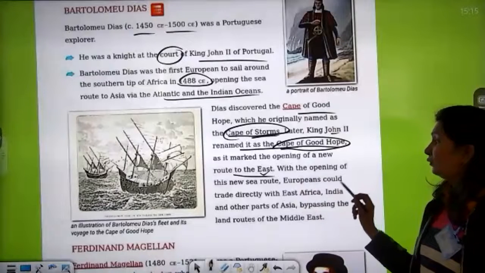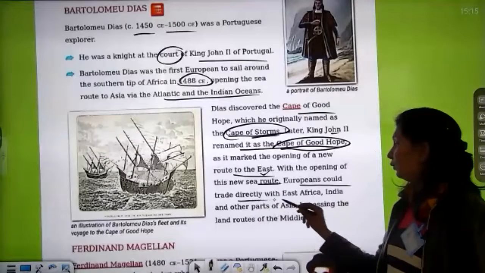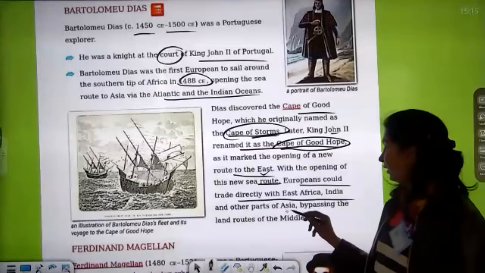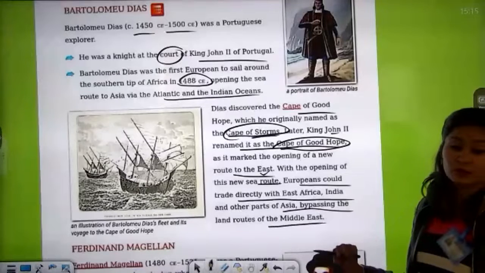With the opening of this new sea route, Europeans could trade directly with East Africa, India and other parts of Asia, bypassing the land routes of the Middle East. Okay.